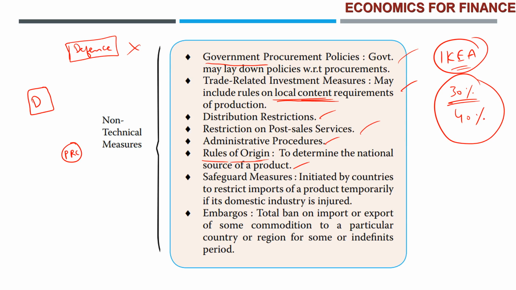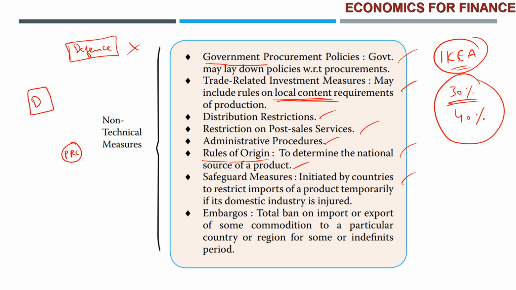Even on some of the e-commerce websites like Flipkart and Amazon, they are asked to show clearly whether a product is from China or not. That kind of rule can be kept. So determining the national source of a product can be made compulsory. That kind of rule also can be implemented. These are all non-technical measures, but the government has a lot of things that it can do within its powers. Depending upon the situation, it will use any of these non-technical measures.